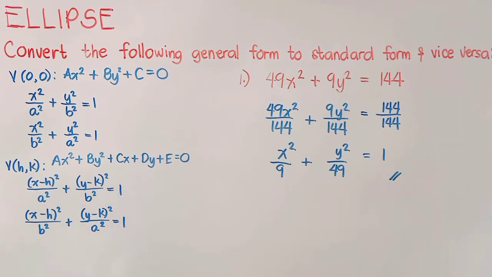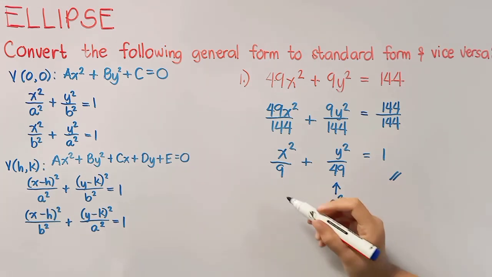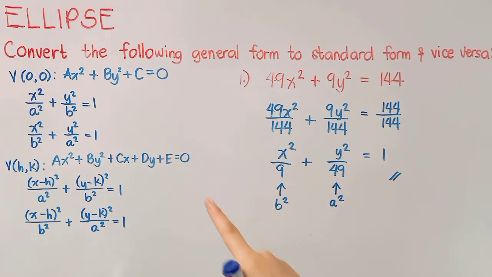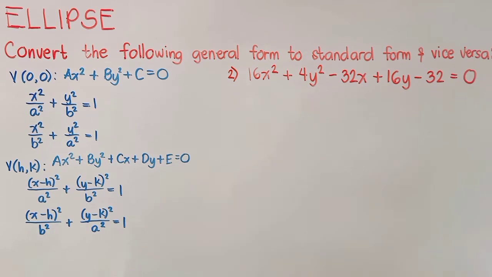Now you might be wondering, which one here is our a squared and our b squared? Just remember that the bigger denominator is our a squared, and the lesser one is our b squared. So we have actually formed this standard form. We are now on number 2.